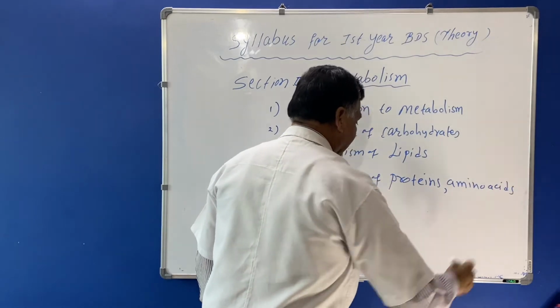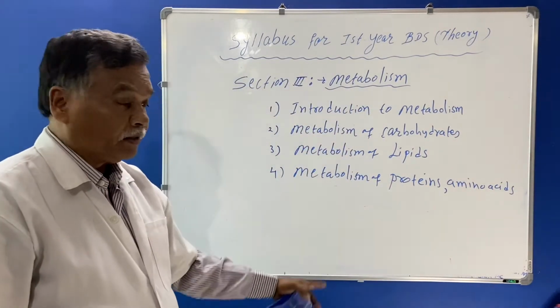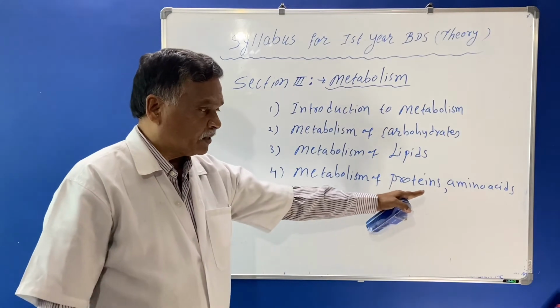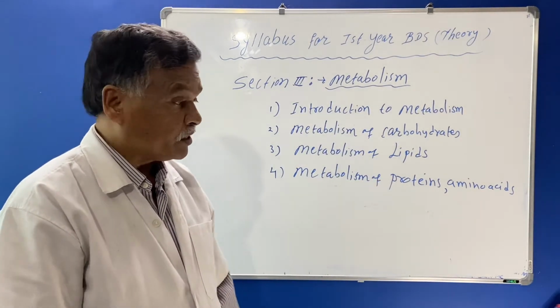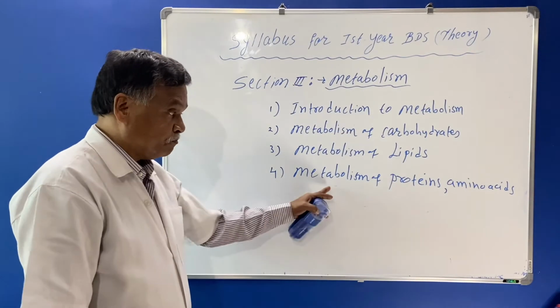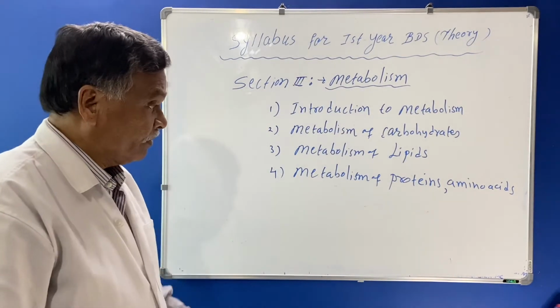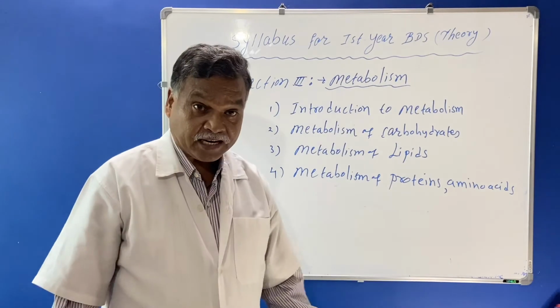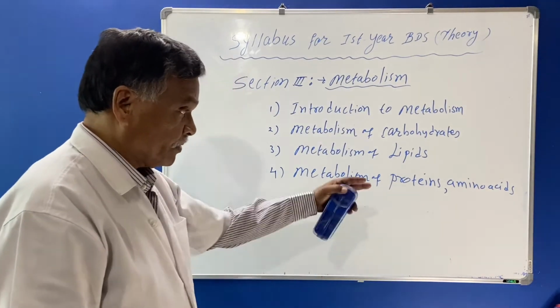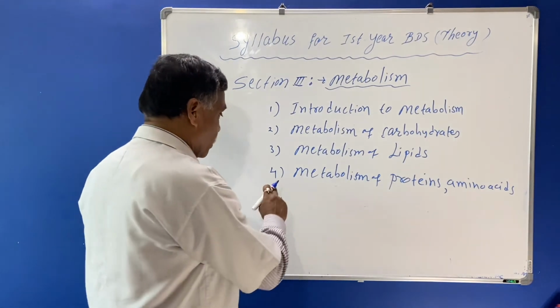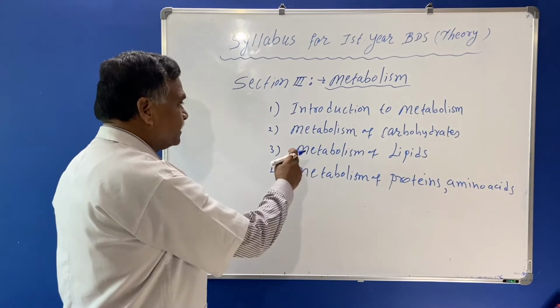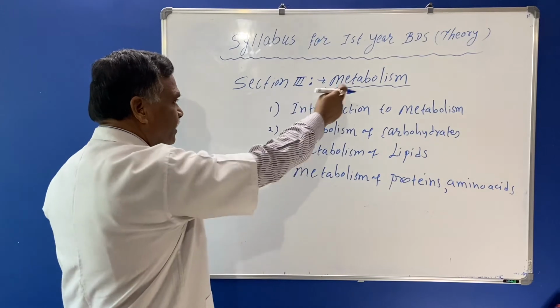Here you have to see the different cycles. First of all, the catabolism of amino acids, then the importance of amino acids and proteins in our body. Then we have to see the urea cycle. It is one of the important metabolic activities which takes place in the body. So these are the headings under metabolism.